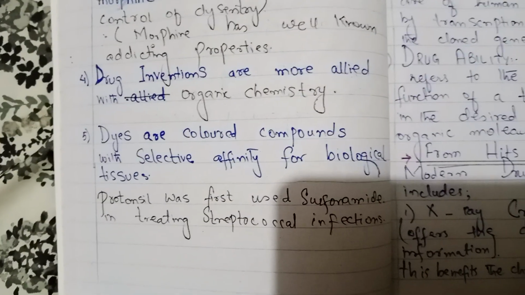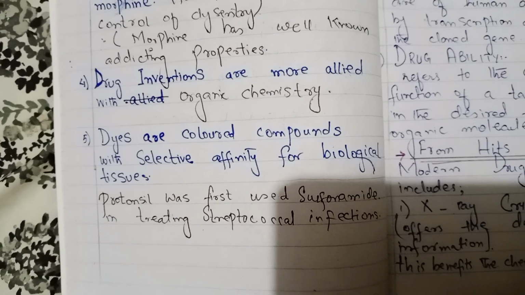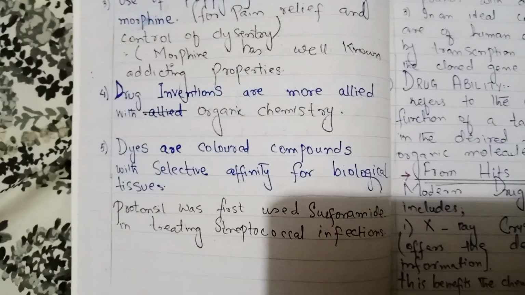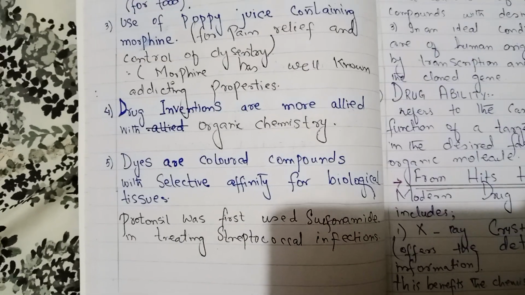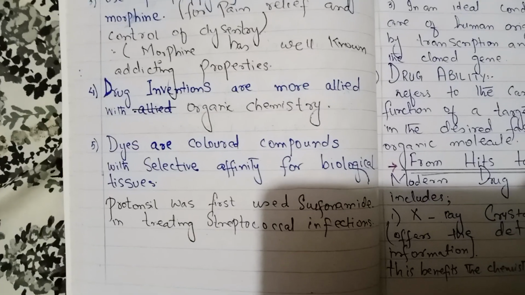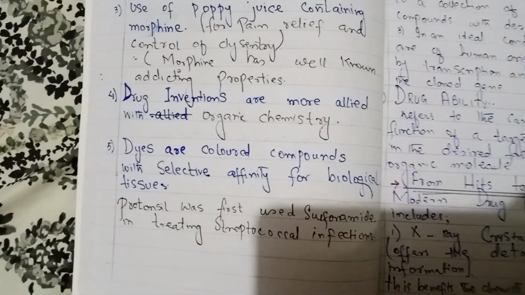So here the example is given that Prontosil was the first used sulfonamide in treating streptococcal infection. Prontosil is basically an antibacterial drug with a broad spectrum coverage. Basically, it covers the gram-positive organisms, and it is a sulfonamide in treating streptococcal infections.